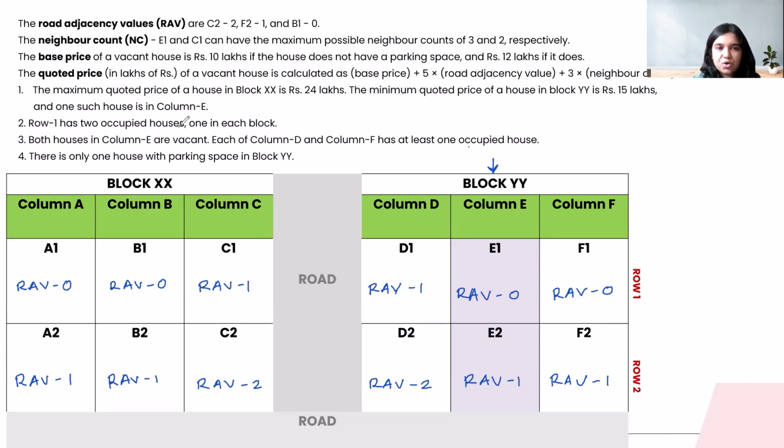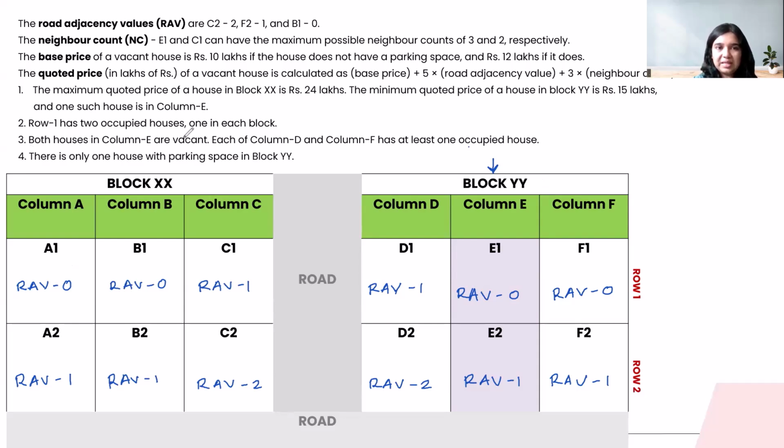Row 1 has two occupied houses, one in each block. So there is one house in block XX in row 1 which is occupied, and there is another which is occupied in row 1 of block YY.